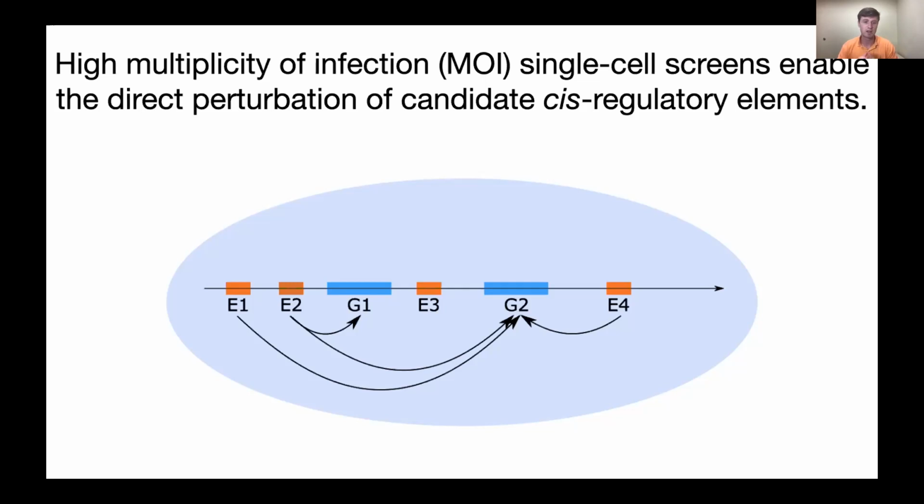In this little schematic here, the candidate enhancers, say, are the orange boxes and the genes are the blue boxes. And using these single-cell CRISPR screens, we can do this very precise mapping of enhancers to genes. That's the focus of this talk.